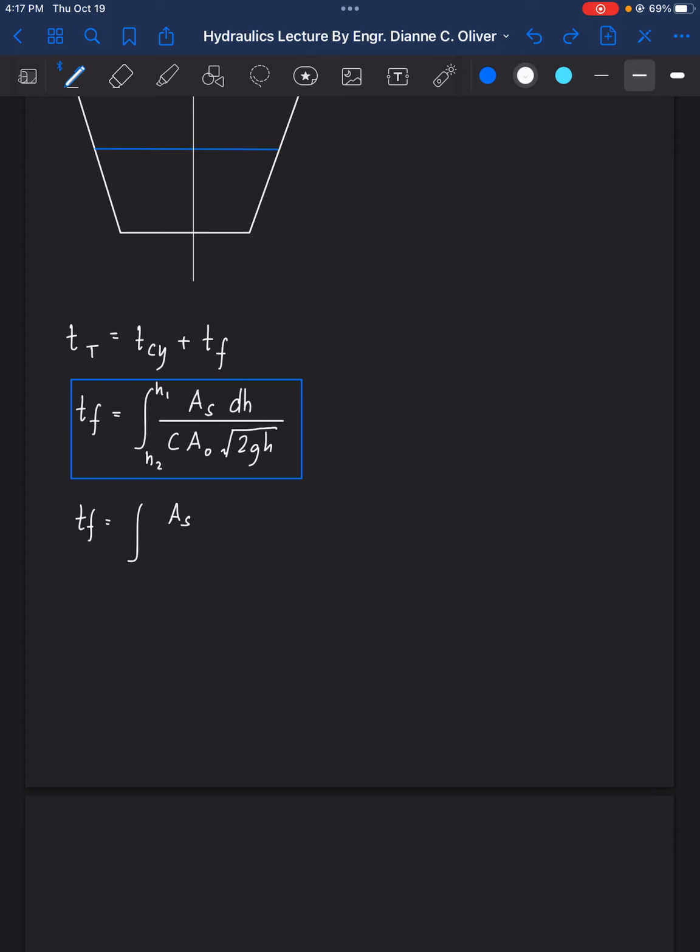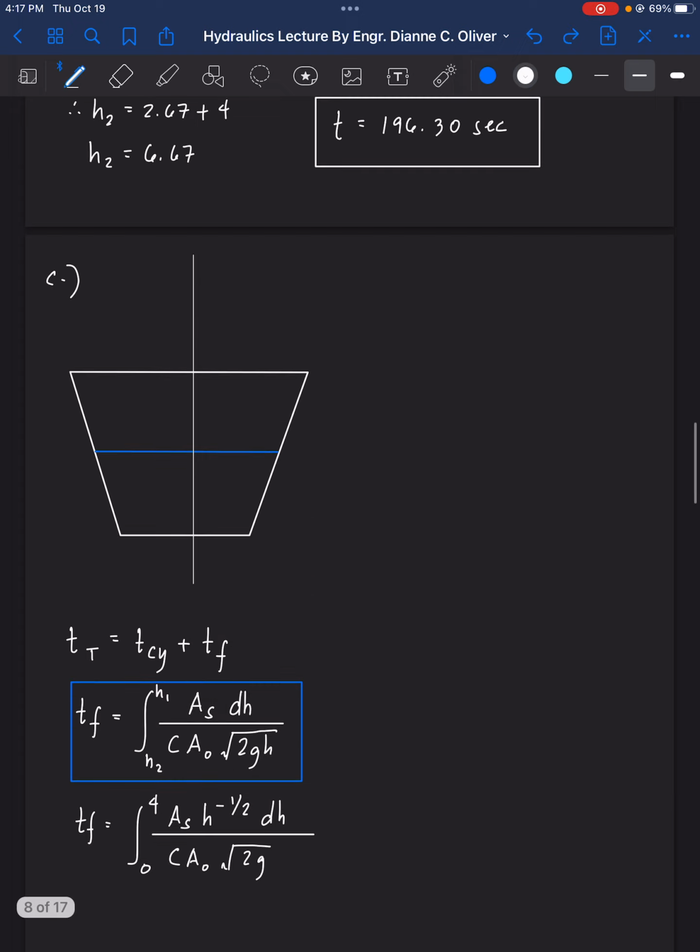So let's put our H at the top, H negative 1/2 dH all over CAO square root of 2G, then from 0 to 4. So we will need to find ES. So let's work on this portion here.